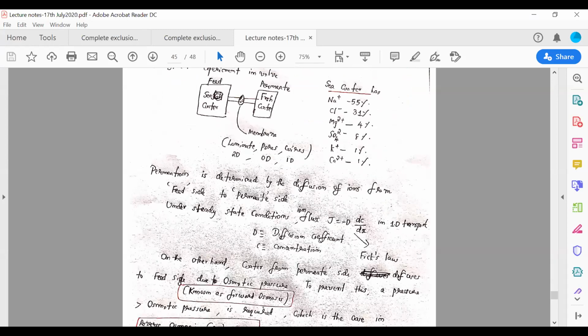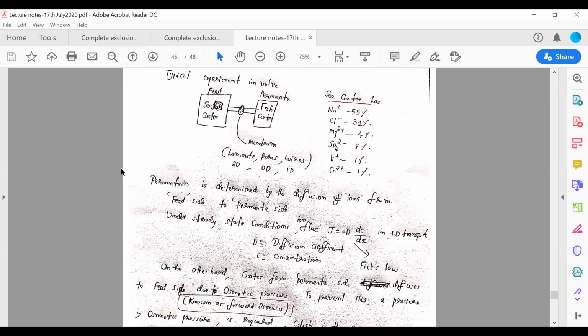Or maybe hydrophobic, or weakly hydrophilic. Then it can accommodate maybe smaller layers of water molecules. So typical experiments are done this way actually. You have seawater on one side and fresh water on the other side, which is separated by a membrane. Okay, so this is known as the dead end filtration. So this is dead end.